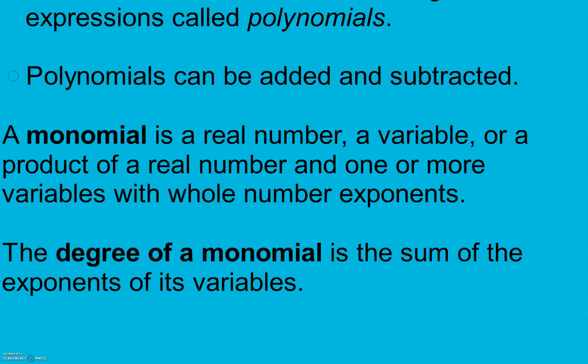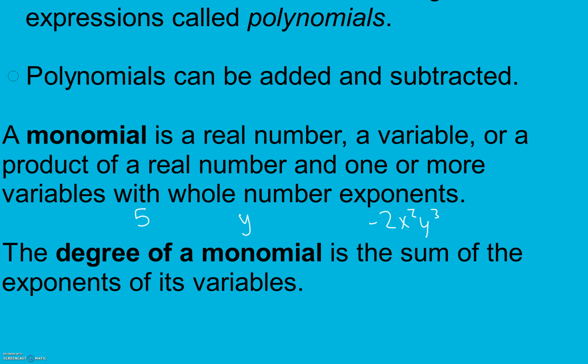A monomial is a real number, a variable, or a product of a real number and one or more variables with whole number exponents. So it could be like a 5. It could be like a y. It could be like a negative 2x squared y to the third power.